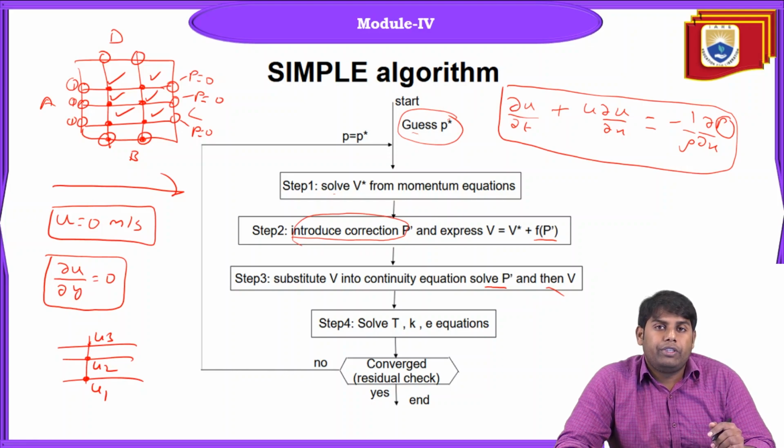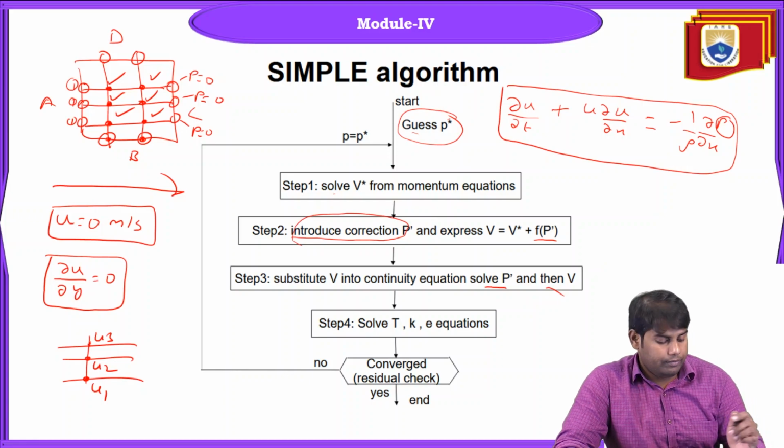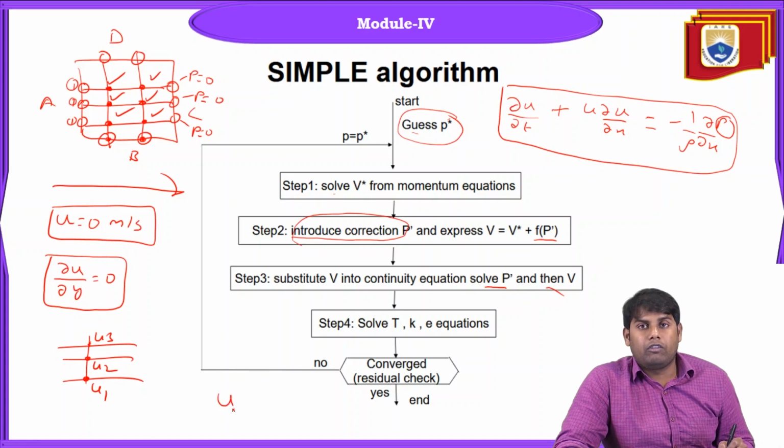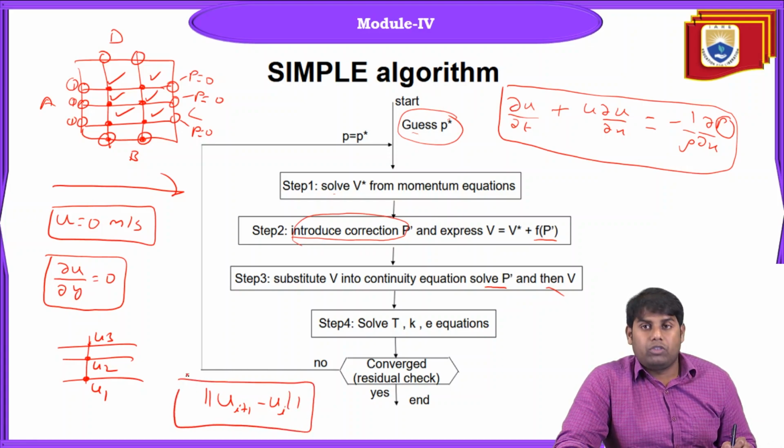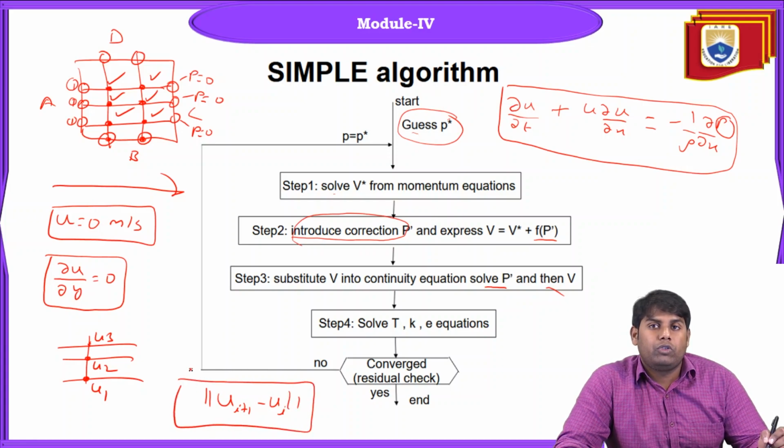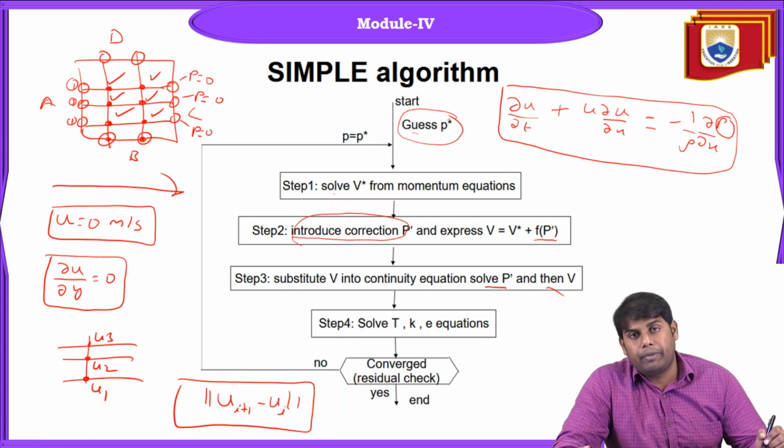So the meaning of residue check is, whatever value we have, u of, let's say, i plus 1 minus u of i, the modulus. So the modulus of u of i plus 1 minus u of i, you can say. So the difference between, let's say, the current step and the previous step.